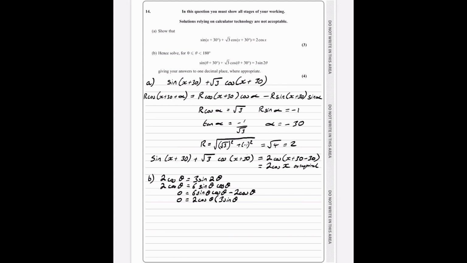So we get 0 equals 2 cos theta, 3 sine theta minus 1. Then we get 2 sets of solutions, one where cos of theta is equal to 0. That gives us theta to be 90. And the other one is going to come from sine of theta being equal to 1/3. And the two values of theta within that range are 19.5, and then to get the other, subtract 19.5 from 180 to get 160.5. And then it's nice to write your solutions in ascending order. So theta equals 19.5, 90 degrees, and 160.5 degrees.